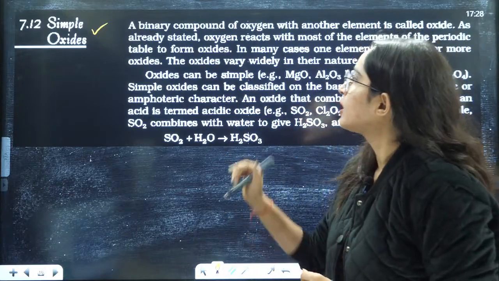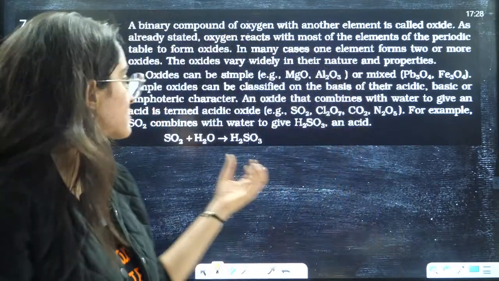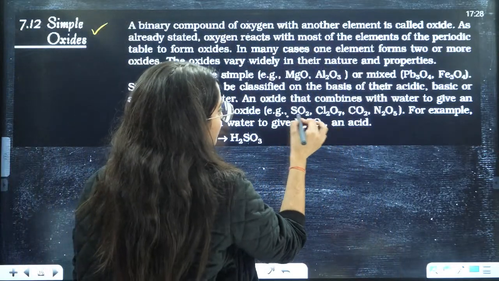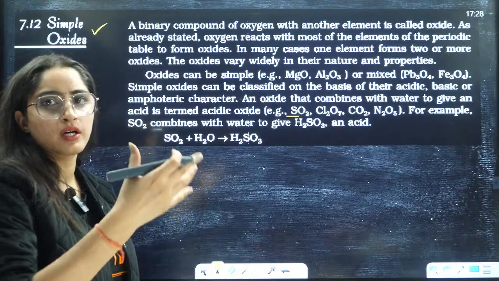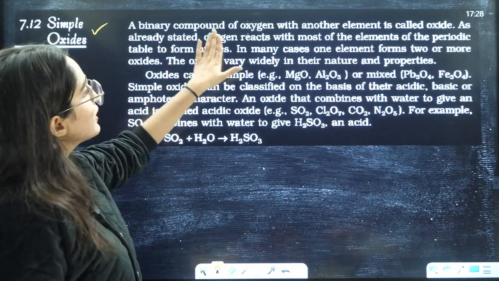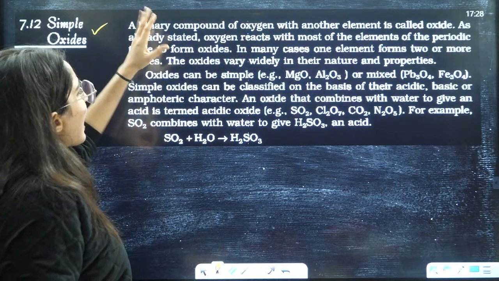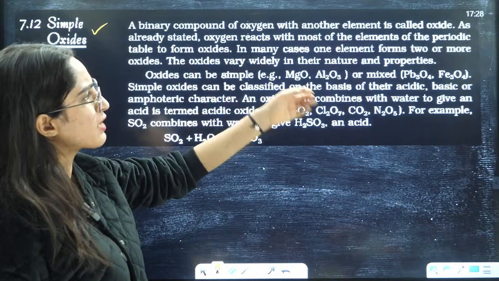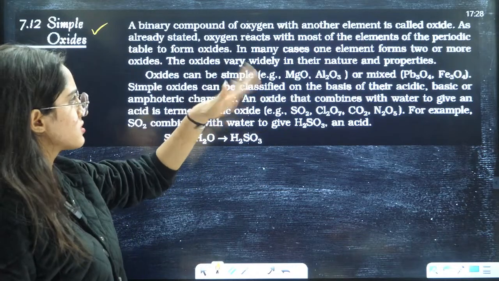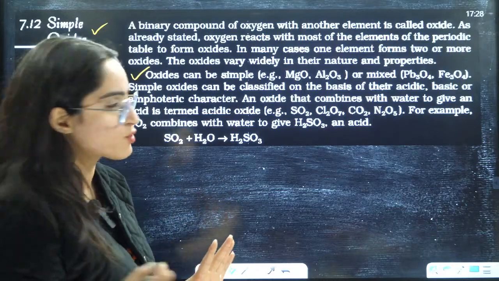tick, right? So simple oxides means these kind of oxides we are talking about, where any metal is combined with the oxygen, that is called simple oxides, right? So a binary compound, oxygen with another element, is called oxide. As already stated, oxygen reacts with most of the elements. So oxides can be simple and there are mixed oxides also.